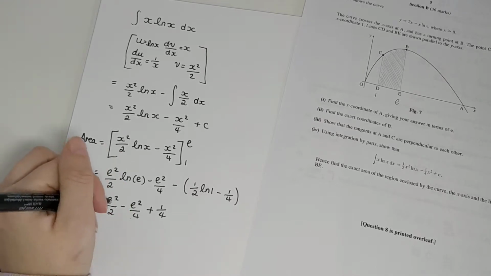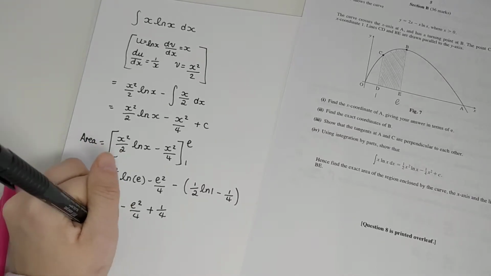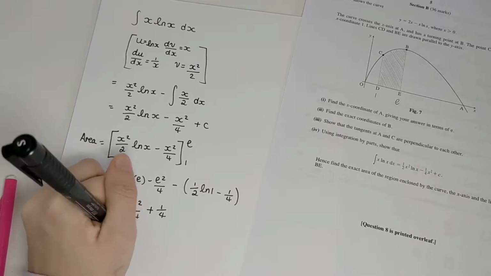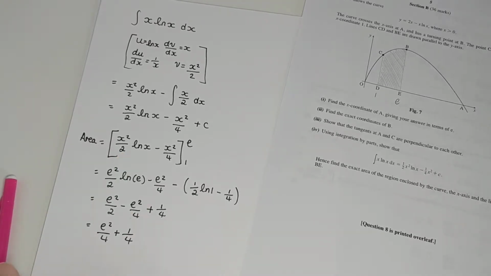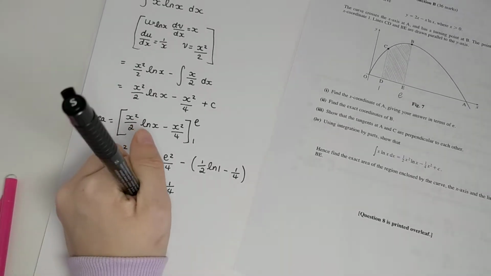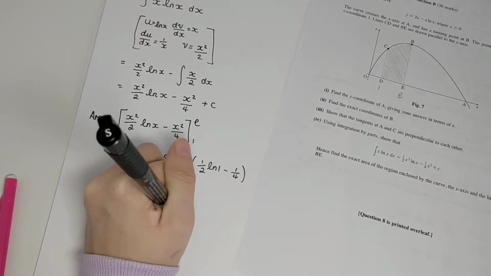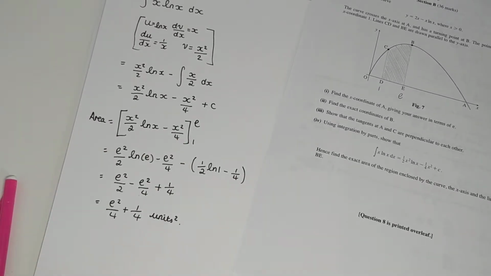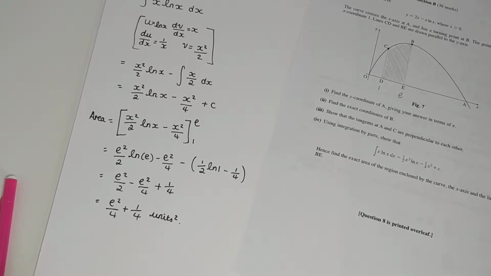Take away that, a half take away a quarter is a quarter. So that would be that. It's an area, so I'm going to write units squared. Cool. Let's check the mark scheme. Oh, I got the wrong answer. Wait, what did I do wrong?